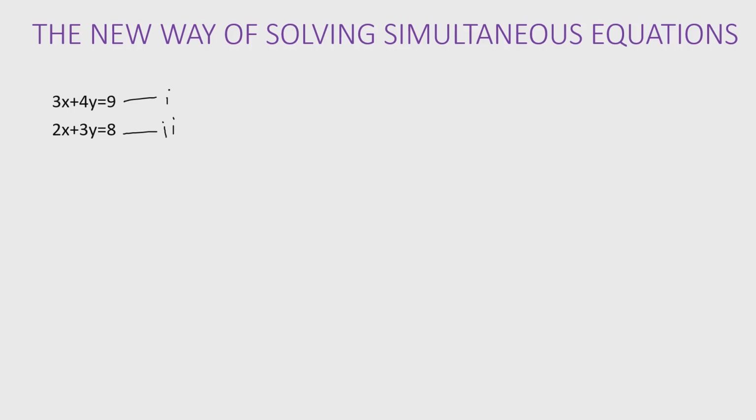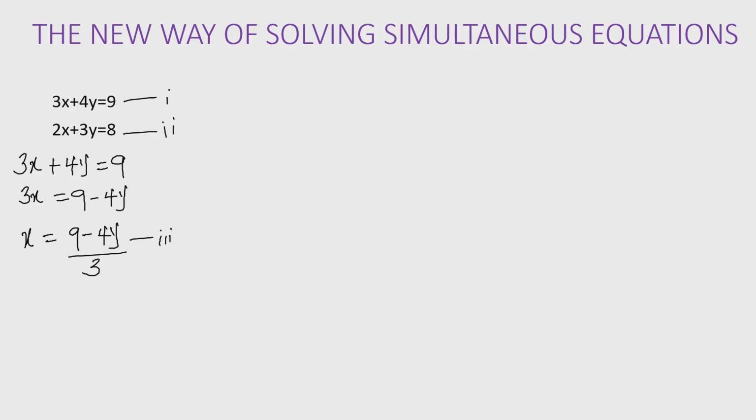Let's make x subject of formula in equation 1. We are going to have 3x plus 4y is equal to 9. Then if we make x subject of formula, we are going to have 3x is equal to 9 minus 4y, because we take this positive 4 to the other side, so it becomes minus 4. Then in order to make x stand alone, we have x is equal to (9 minus 4y) over 3. So now you discover that we have finally made x the subject, so you can call it equation 3.